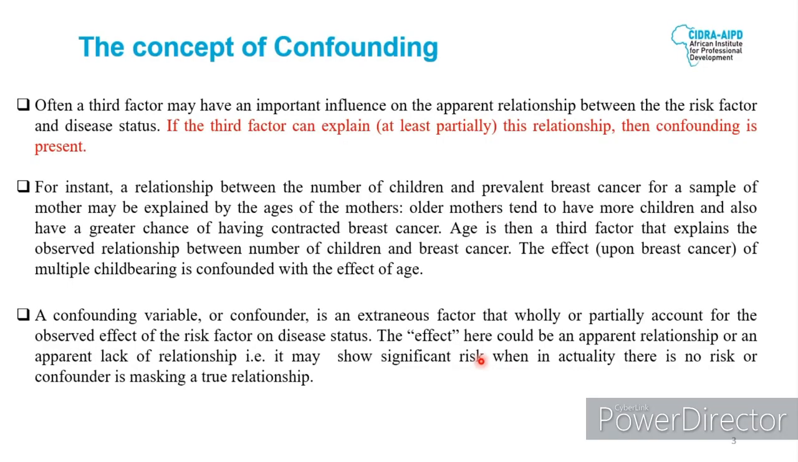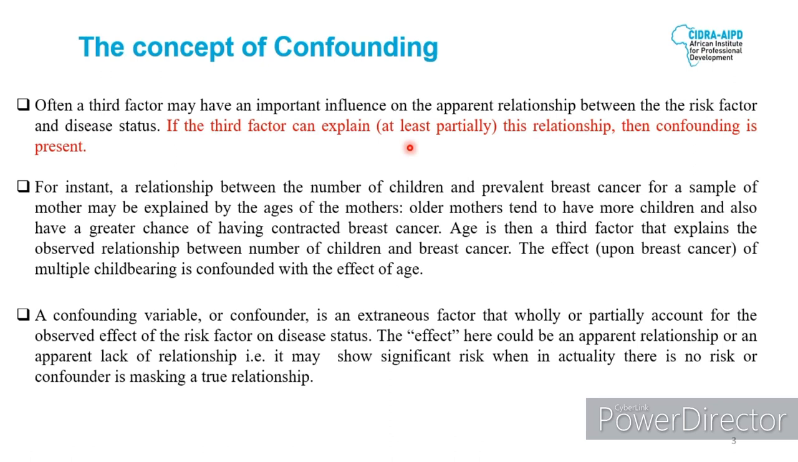First, the concept of confounding. Often a third factor may have an important influence on the apparent relationship between the risk factor and disease status. If this third factor can explain at least partially this relationship, then we say that confounding is present.